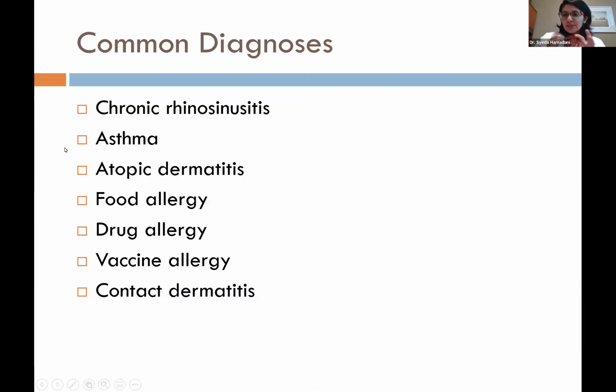So I know we've touched on these a little bit earlier when we were talking about testing, but the common diagnoses that we tend to see, again, are chronic rhinosinusitis, asthma, atopic dermatitis, which is eczema, food allergy, drug allergy, vaccine allergy, and contact dermatitis. There's a long list of other things, but these are the more common ones.